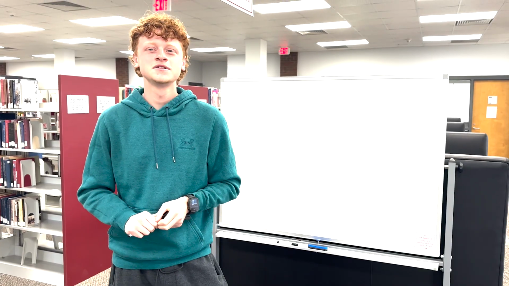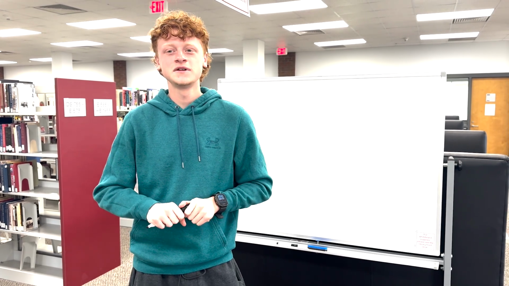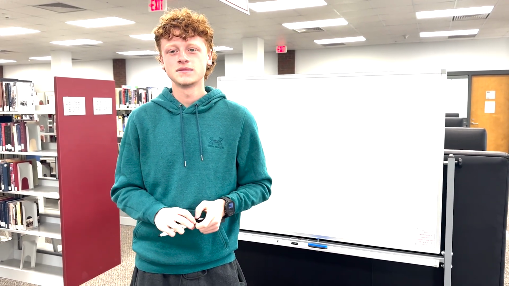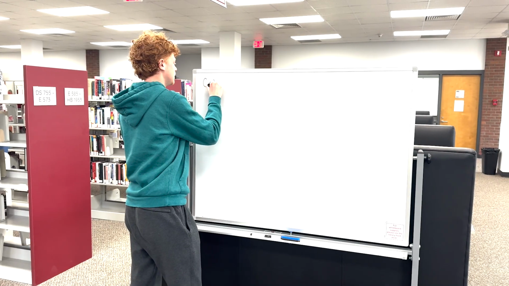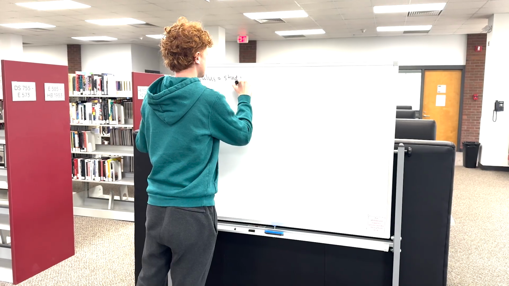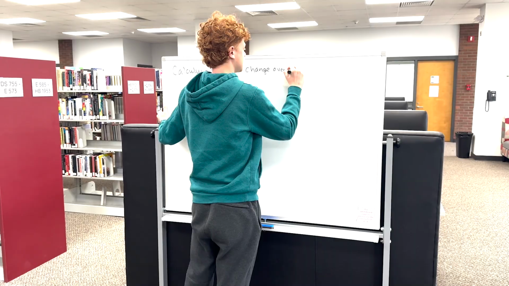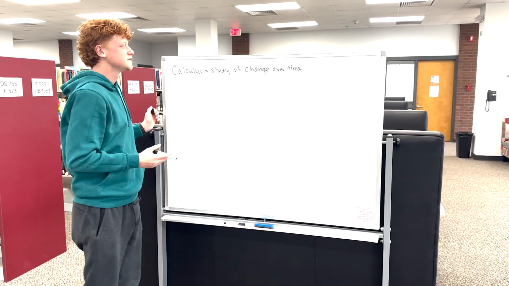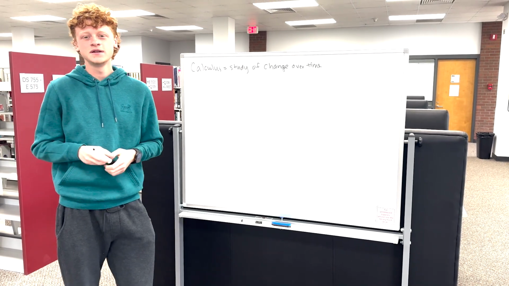For our Math and Innovations project, we decided to study the printing press that was made by Johannes Gutenberg. It's a perfect example for the Math and Innovations project because it shows the increase in output of pages over time. Calculus is the study of change over time.